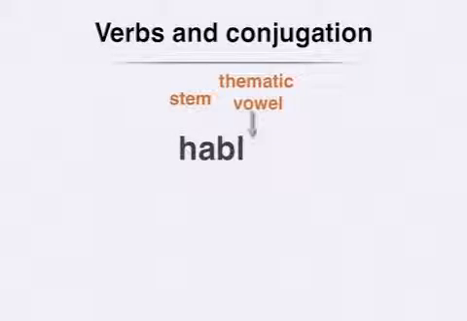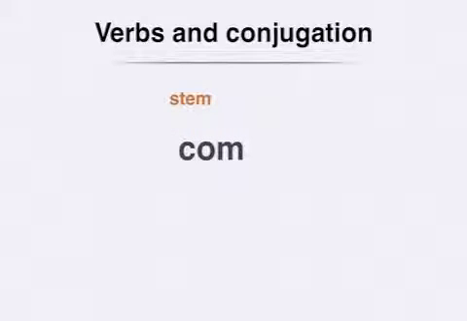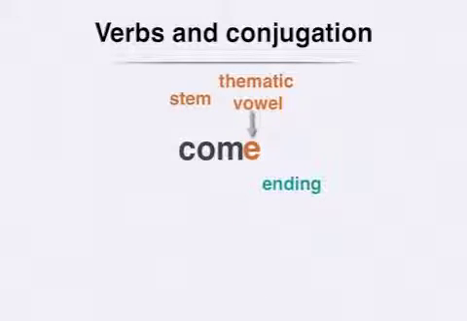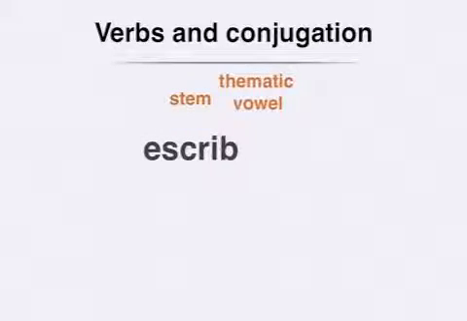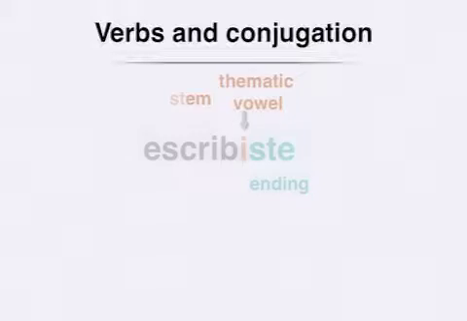So, for an A verb, many verb endings begin with A. For an E verb, many verb endings begin with E. And for an I verb, many verb endings begin with I. Now, it doesn't mean that all endings begin with that vowel. It's just the vowel that defines the verb.